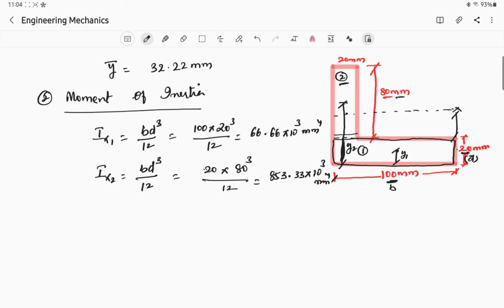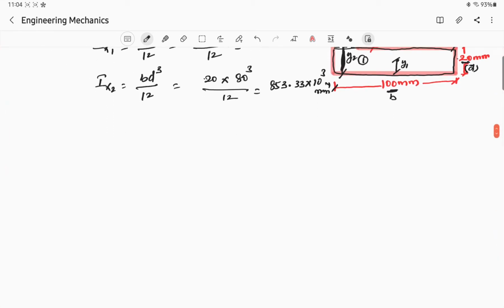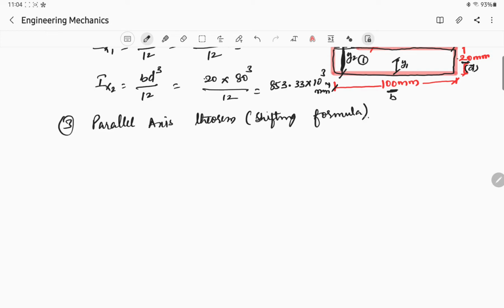Since we have to calculate the moment of inertia about the centroidal x-axis, this is the centroidal x-axis, right? So what we have to do here is use the parallel axis theorem. We have used this many times, right? So the third step is the parallel axis theorem, which we also name the shifting formula.